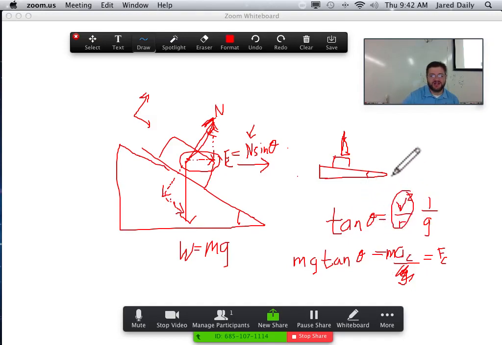We started off with tangent theta equals v squared over r times 1 over g, right? Then I recognized that v squared over r is the centripetal acceleration. That's an equation we know. So I replaced this with centripetal acceleration. Then I recognized that I had centripetal acceleration over g on this side, so I just multiplied both sides by g to get it on this side. And then I multiplied both sides by the mass, so that I would have mass times centripetal acceleration on this side, which is the centripetal force. The mass times the centripetal acceleration is the centripetal force.